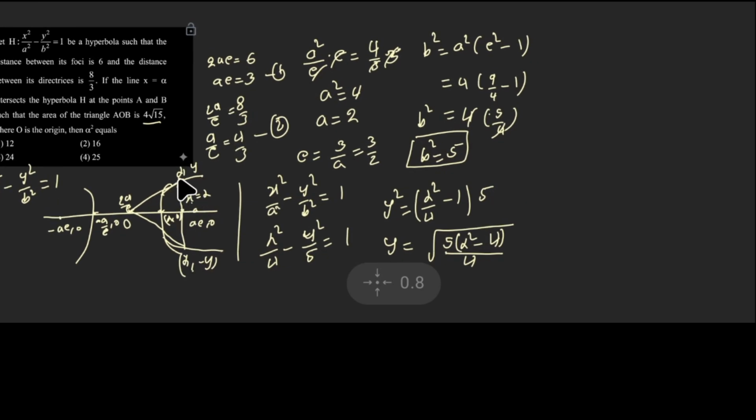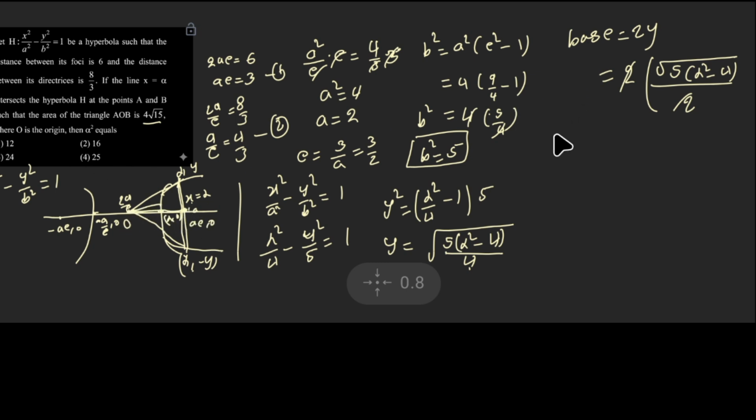Next we need the area of the triangle. The base is equal to 2y. So it is 2 into square root of 5 into alpha square minus 4 whole by root 4, the value 2, so it cancels. So the base is the square root of 5 into alpha square minus 4. But we need the height. The height is alpha, since the point is alpha comma 0. So height h is equal to alpha. So area of triangle is half into base, square root of 5 into alpha square minus 4, into height alpha, is equal to 4 root 15.